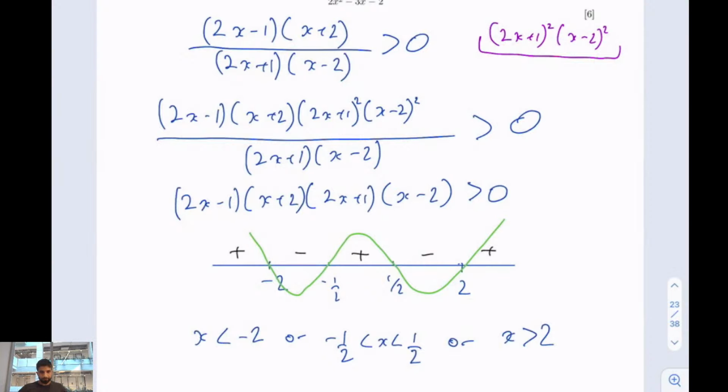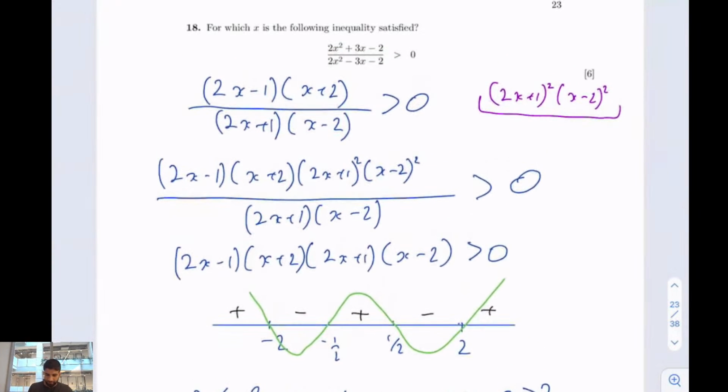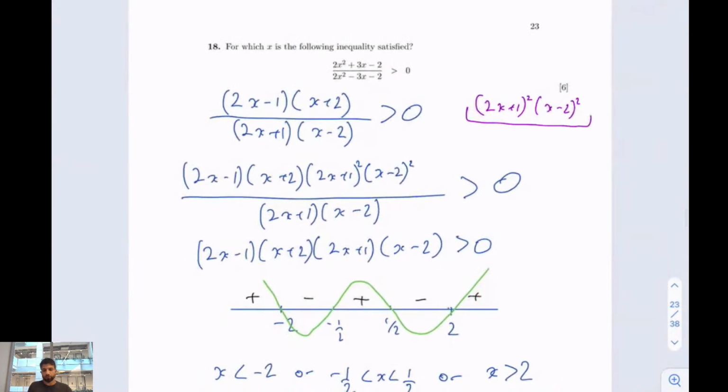If you then go back and find your original inequality, put anything that's greater than 2 into this, it will give you a positive value. Put anything between -0.5 and half, it will give you a positive value. So that's the approach to solving inequalities. Make sure you multiply by a positive number, and to do that you can multiply by a square. That way you'll always be sure that it is a positive value.